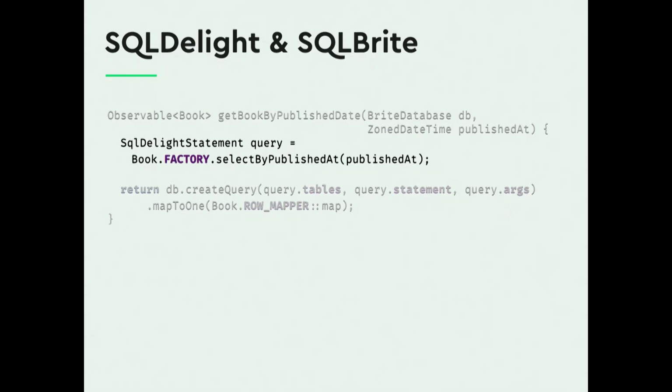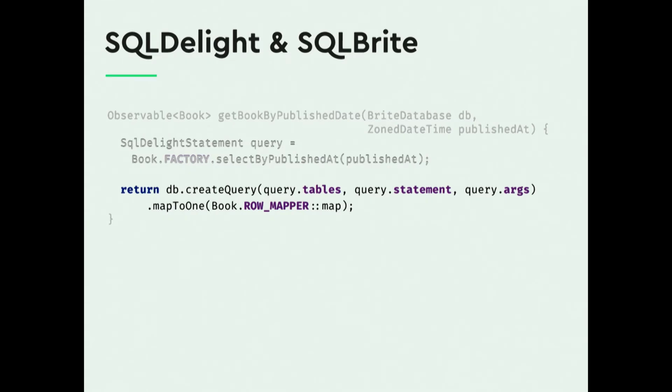And then on the SQLBrite part, one field that I didn't mention before, but the query object also contains, is this tables. So you don't have to, again, type anything here. All the tables that are modified by this query are going to be there. So let's say you're doing a join. All the tables that are affected by that are going to be in this string array.